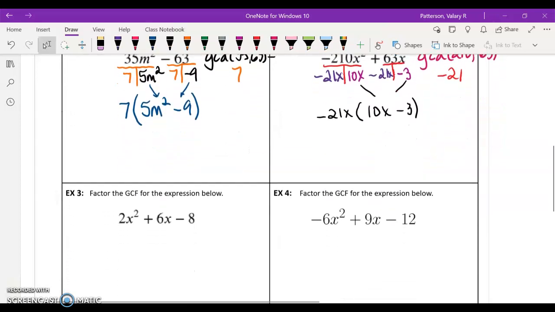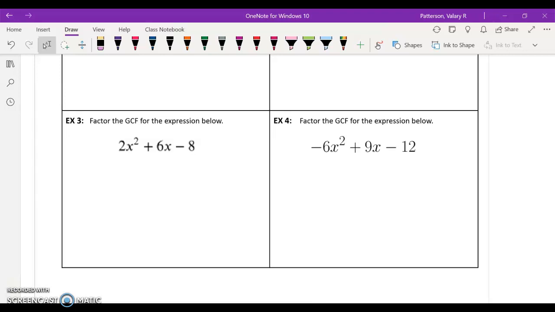So let's move on to having a trinomial, which, think about tri meaning 3, like a tricycle has 3. So we're looking at 3 terms. When you have 3 terms, to find your GCF, you need to take the lowest 2. And again, ignore any signs. Let's just look at 2, 6, and 8. What are my lowest 2 of those 3 numbers?